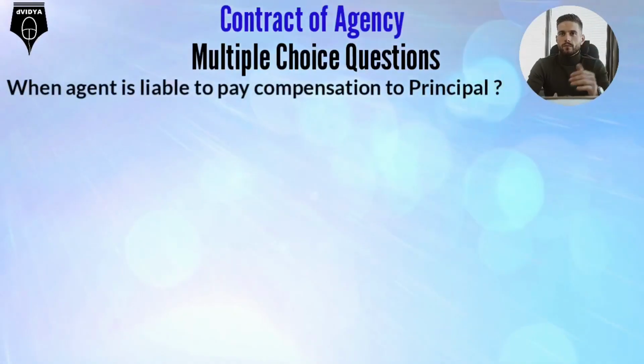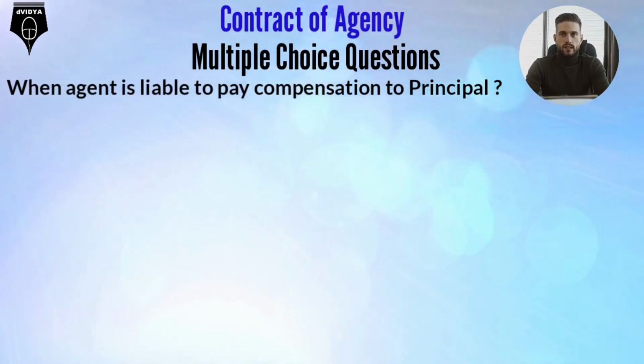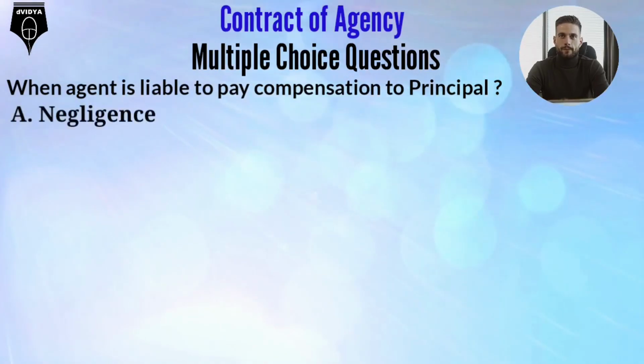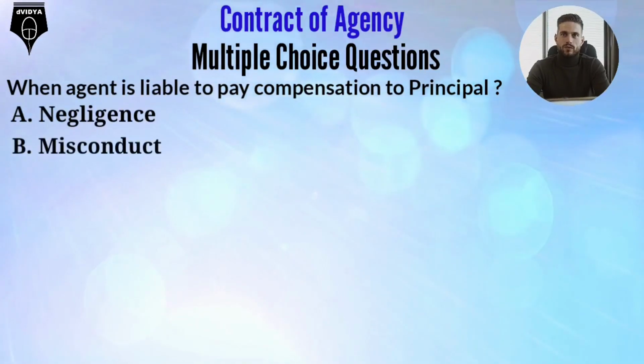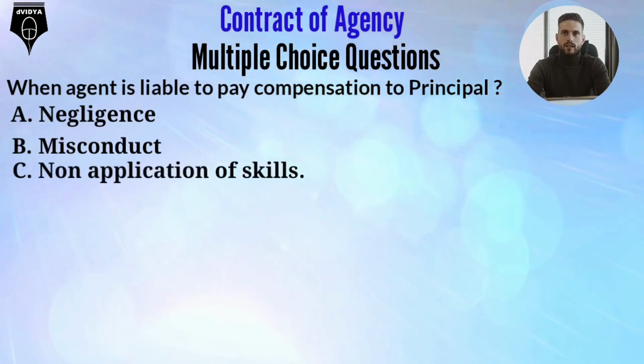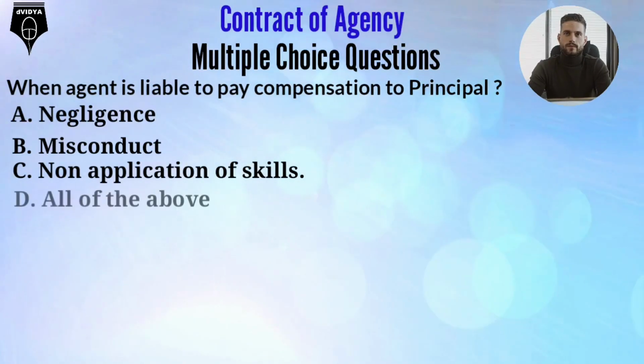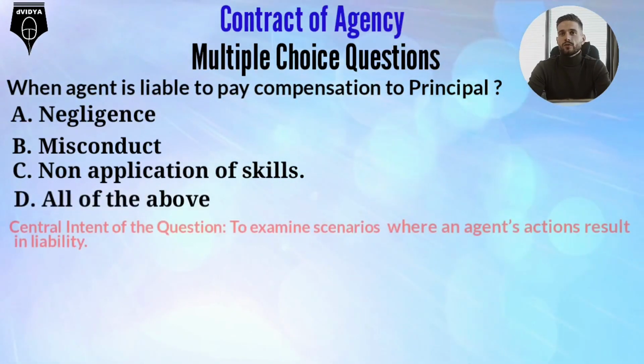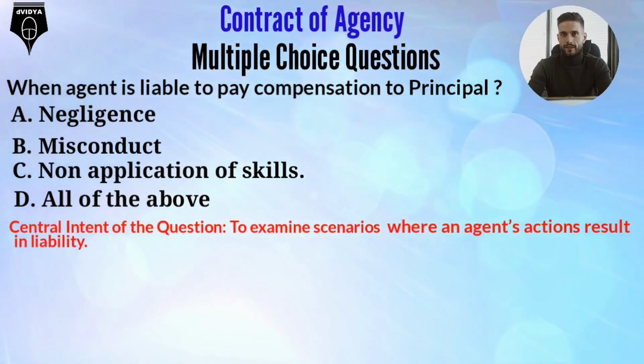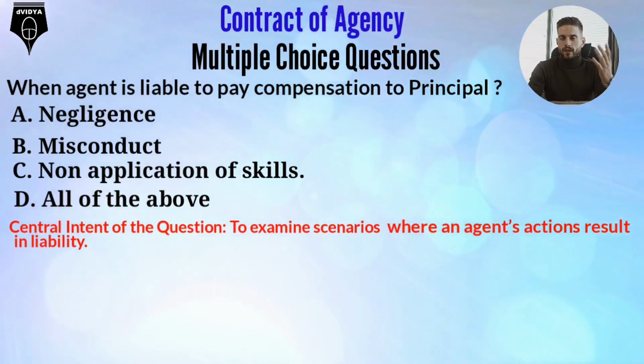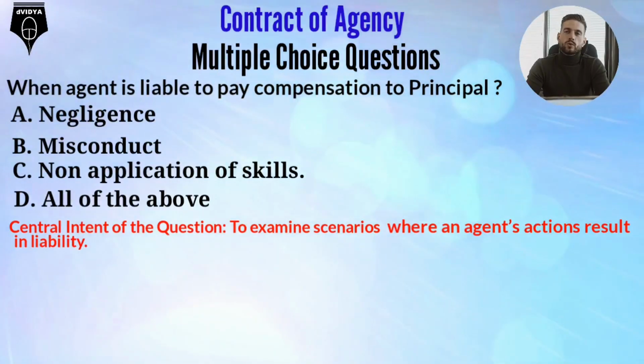When is an agent liable to pay compensation to the principal? Option A, negligence. Option B, misconduct. Option C, non-application of skills. Option D, all of the above. Central intent of the question: to examine scenarios where an agent's actions result in liability.